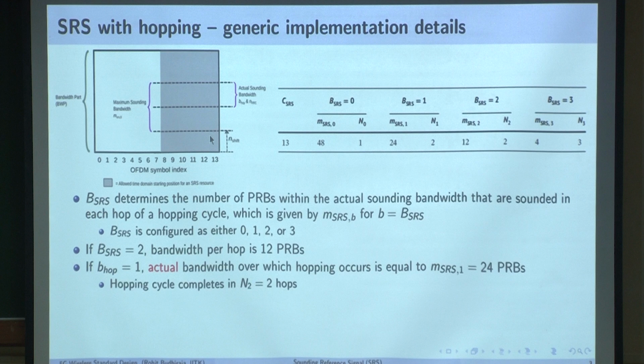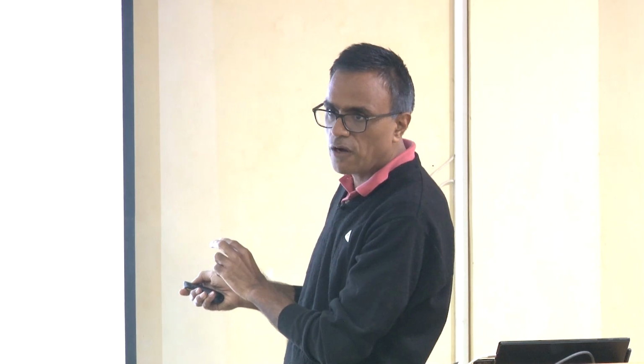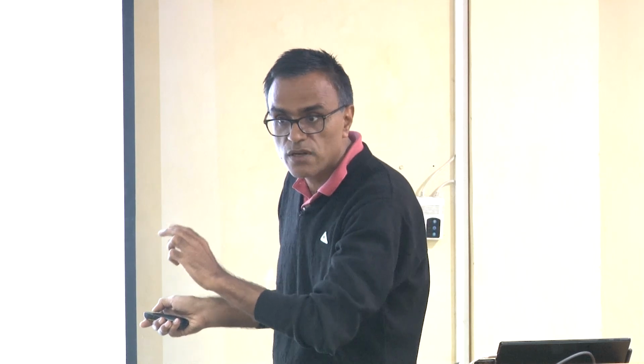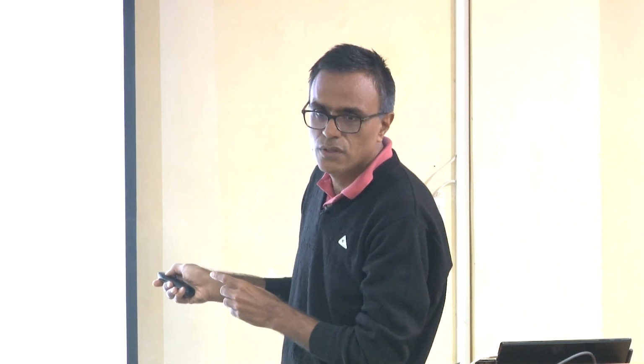Okay, clear? So what is this now? This is in each hop. What will happen here is that actual is 24. How many hops will the hopping cycle require to complete? Actual is 24, and in each hop we are sounding out 12 PRBs. So for sounding out the actual bandwidth, how many hops will you need? 2.